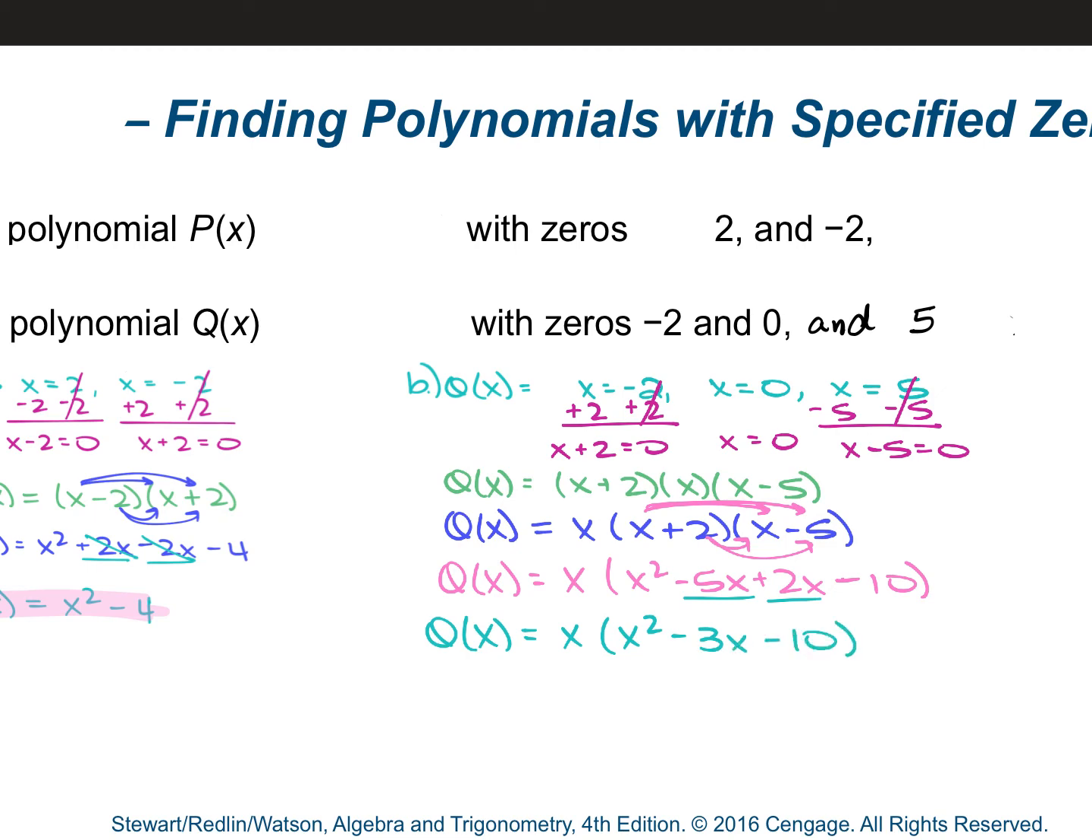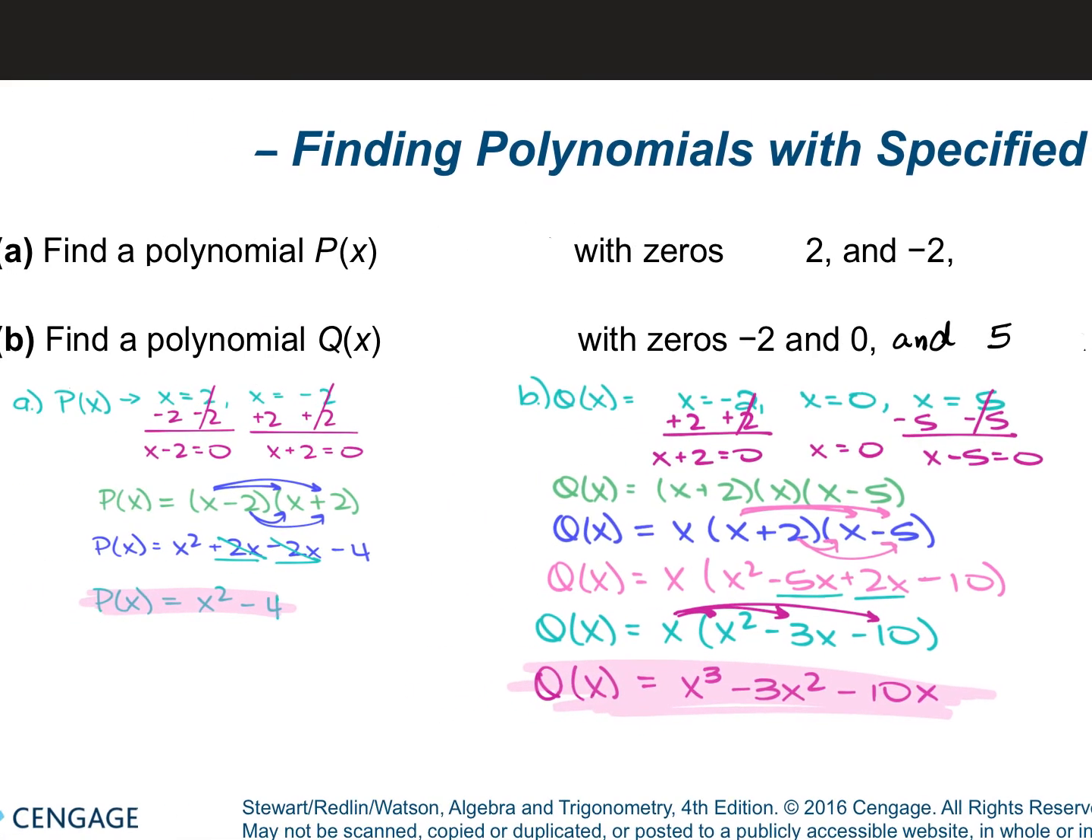The last thing that I have to do here is to distribute that x that's in front into that trinomial. So we're just going to multiply the x times x squared. It's going to give us q of x is equal to x cubed. Then the x times negative 3x is negative 3x squared. And then the x times negative 10 is negative 10x. So we just have q of x is equal to x cubed minus 3x squared minus 10x.